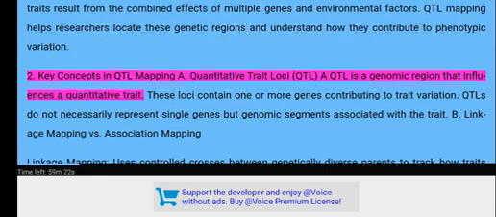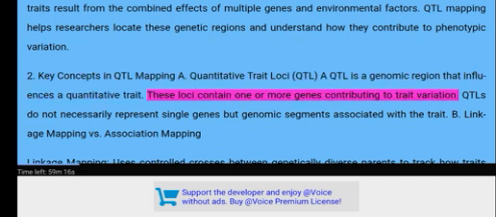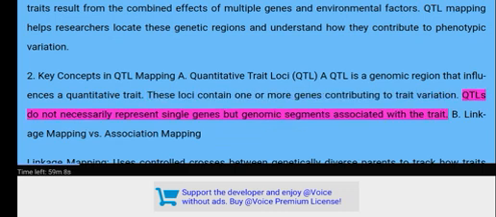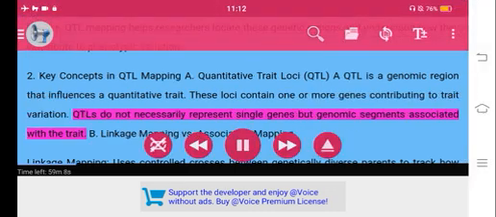2. Key concepts in QTL mapping. A. Quantitative trait loci (QTL). A QTL is a genomic region that influences a quantitative trait. These loci contain one or more genes contributing to trait variation. QTLs do not necessarily represent single genes but genomic segments associated with the trait.